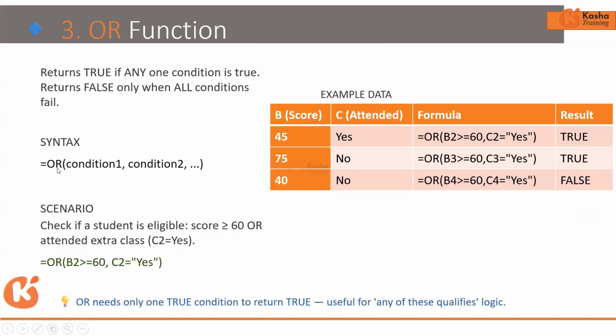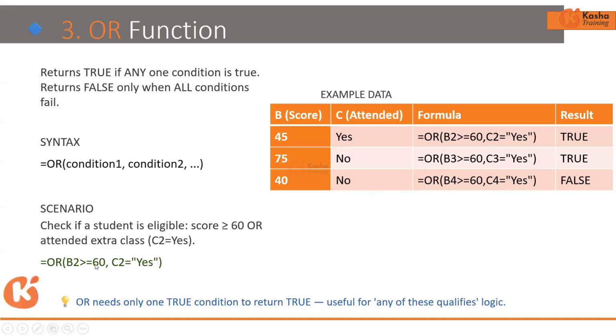Here you can see the syntax is OR, condition one, condition two. What is the scenario? In this case, check if a student is eligible if the score is greater than 60 or they attended extra classes, where C2 is equal to yes. So that's two conditions. B2 is greater than or equal to 60, or C2 should be yes. If any one of the conditions is met, it will return true, and if all the conditions fail, it will return false. Now let's see here. Here you can see 45.